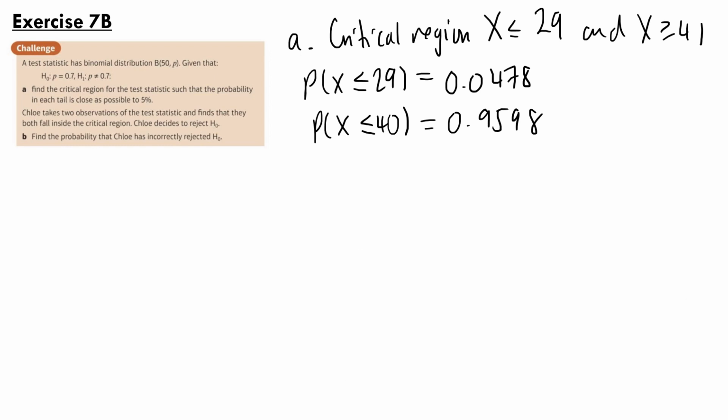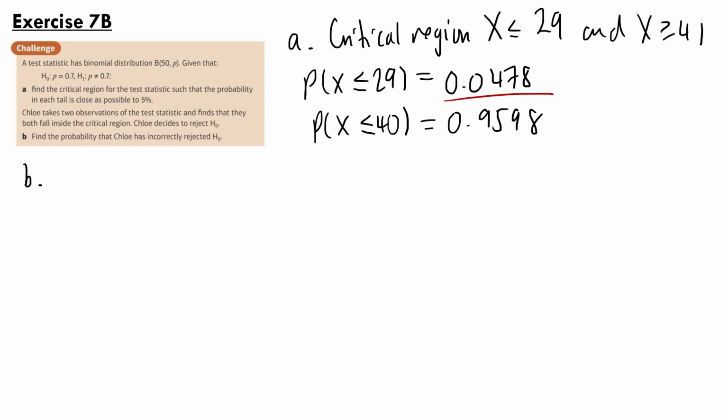Okay, Chloe takes two observations of the test statistic and finds that they both fall inside the critical region. Chloe decides to reject H0. Part B says find the probability that Chloe has incorrectly rejected H0. So this is the actual significance level of our test. And to find this, we need to have the probability that X is less than or equal to 29, which we have as 0.0478. And we also need the probability that X is greater than or equal to 41.